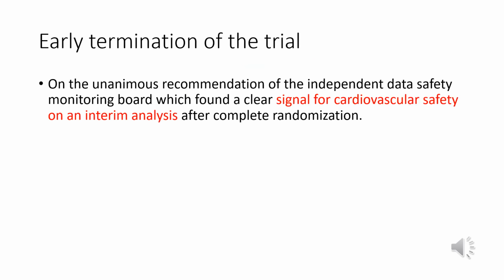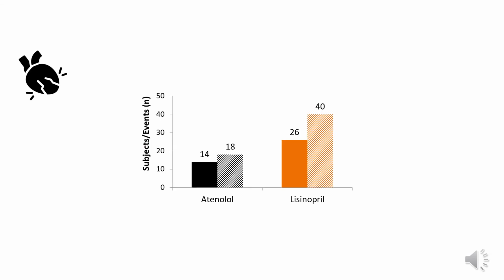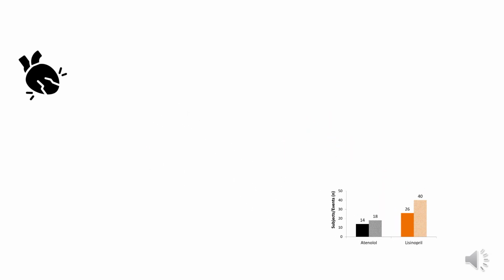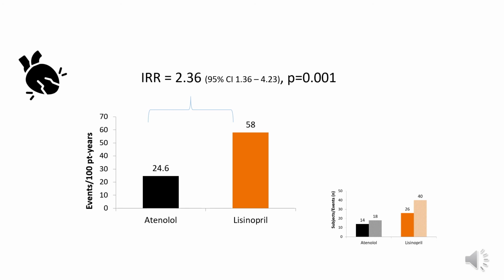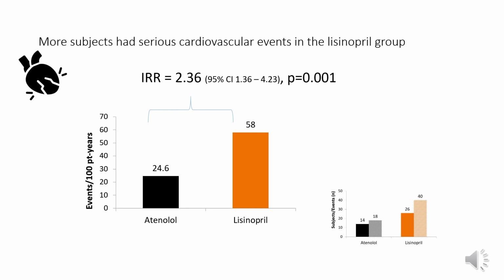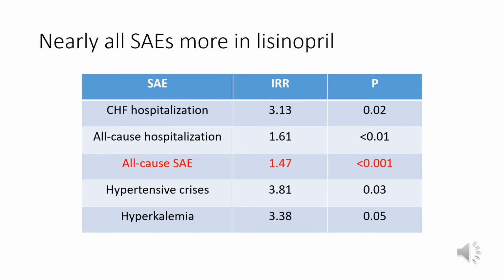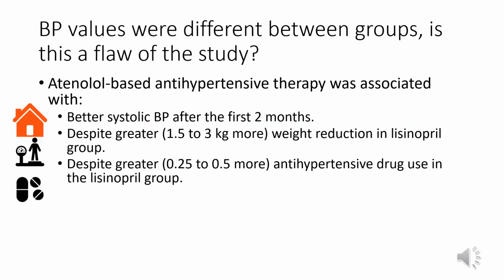So the trial was terminated early because there was a clear signal on CV safety analysis. And it turns out that the atenolol group had 14 subjects who had 18 cardiovascular events compared to the lisinopril group with 26 subjects with 40 events. We plot the events per 1,000 patient years, about 24.6 in the atenolol group, 58 in the lisinopril group, and the incidence rate ratio was 2.36. So more subjects had serious cardiovascular events. All-cause serious adverse events were nearly 1.5 times more common in people in the lisinopril group, with more hypertensive crisis and more hyperkalemia, where BP values were different between groups.